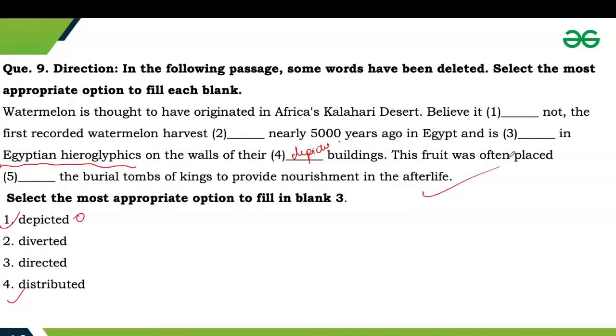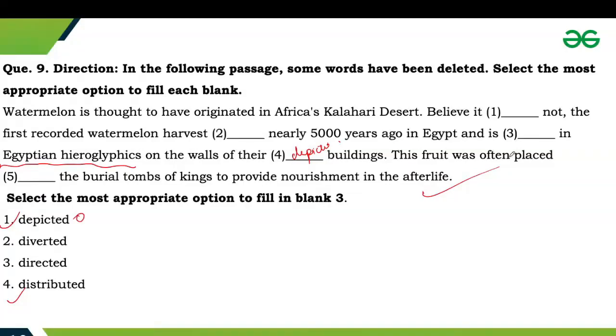So here the passage is referring to old buildings in Egypt. Those buildings hold carvings of watermelon harvest. When something like this is discovered, it is not considered to be elderly. This word is used to refer to people or living things.